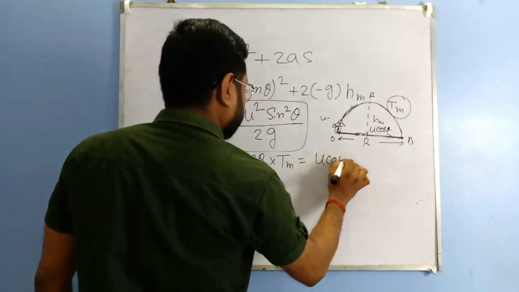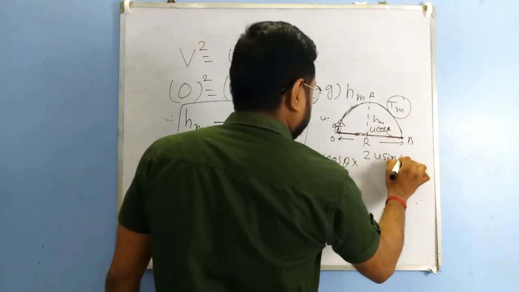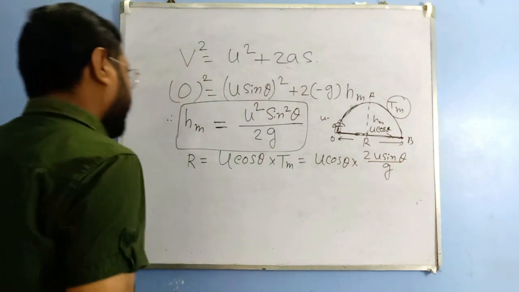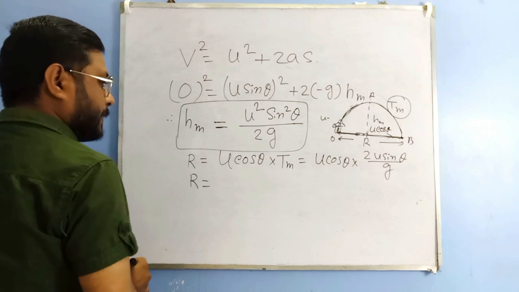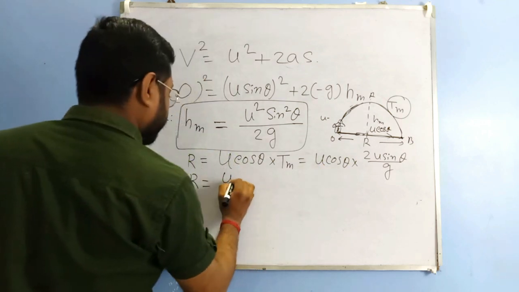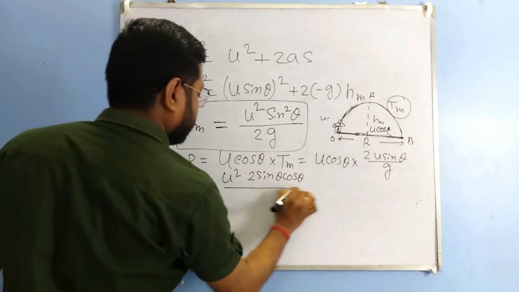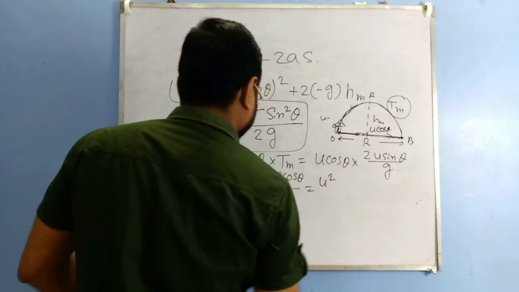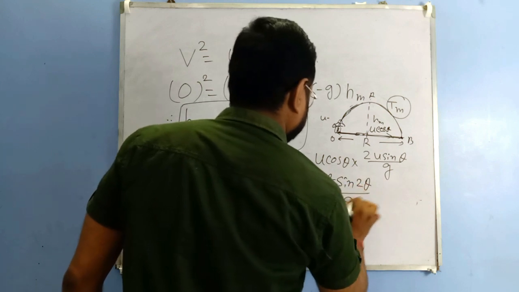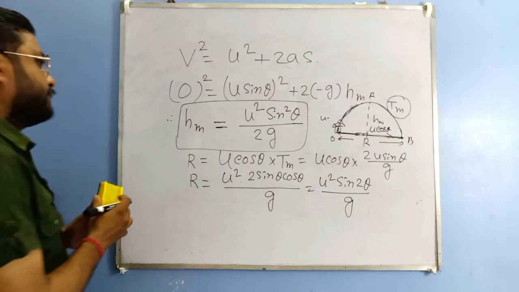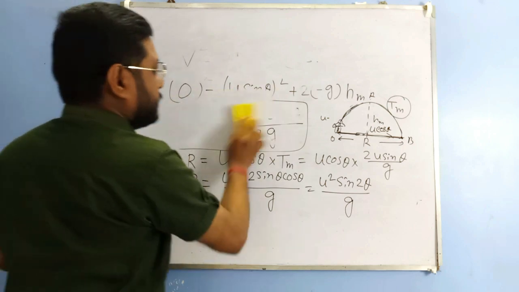Now u cos theta, you can remember the value of Tm, which is 2u sin theta by g. All the values you should remember. Therefore R equal to, we can rearrange it in this process, that u square into 2 sin theta cos theta by g, that is u square 2 sin theta cos theta means sine of 2 theta, sine 2 theta divided by g. So this is the range, and this is the maximum height.